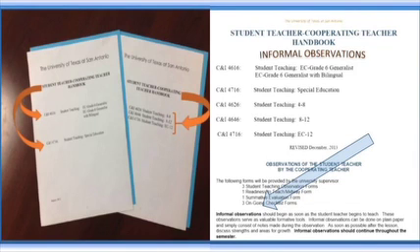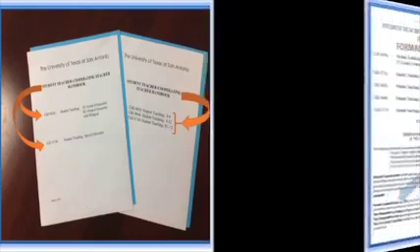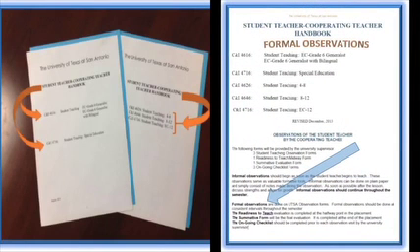Formal observations are always scheduled with the clinical teacher. Prior to every formal observation, a pre-observation conference should occur. A day or 2 before the formal observation, the cooperating teacher and clinical teacher should discuss objectives for the observed lesson, materials that may be needed, activities that will occur during the lesson, and expectations for the students during the lesson. The clinical teacher may decide to adjust the planned lesson following the pre-observation conference.